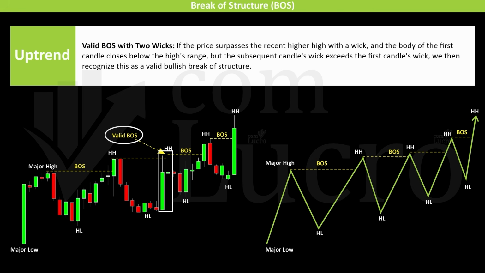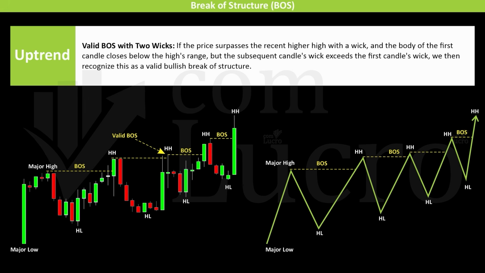If the price surpasses the recent higher high with a wick, and the body of the first candle closes below the high's range, but the subsequent candle's wick exceeds the first candle's wick, we then recognize this as a valid bullish break of structure. Here, a new major high and a new major low are established, outlining our updated trading range. The internal price action within this defined range is less significant, provided the price remains above our newly established major low, which signifies a bullish market.